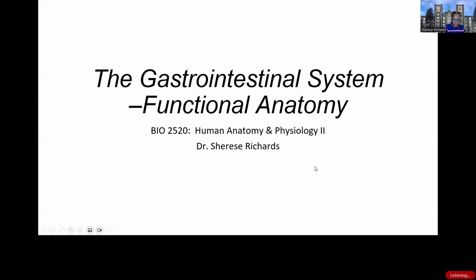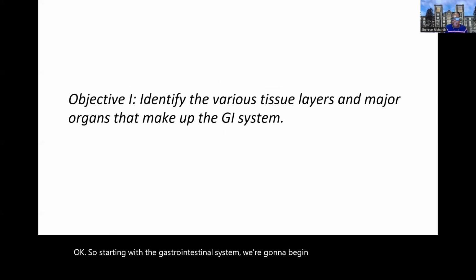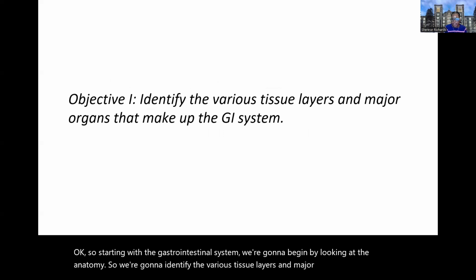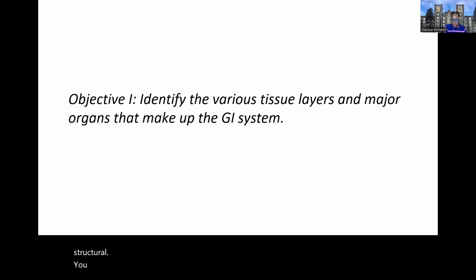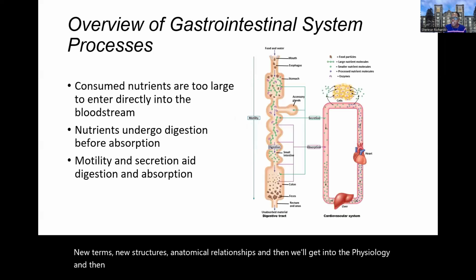Okay, so starting with the gastrointestinal system, we're going to begin by looking at the anatomy. So we're going to identify the various tissue layers and major organs that make up the GI system. So what are the structural components? As we typically do, we'll start with the structural new terms, new structures, anatomical relationships, and then we'll get into the physiology, and then we will get into the regulation.